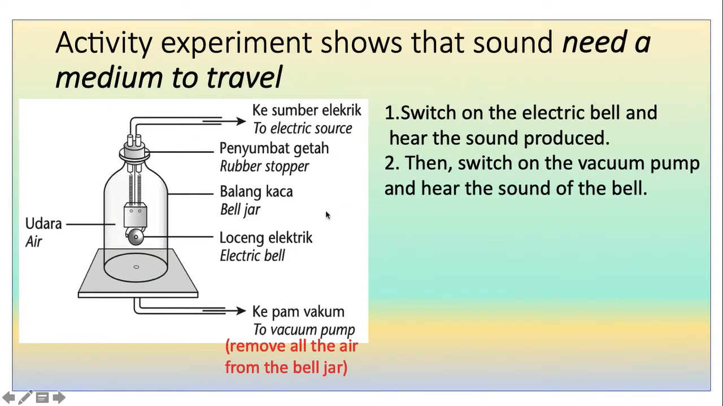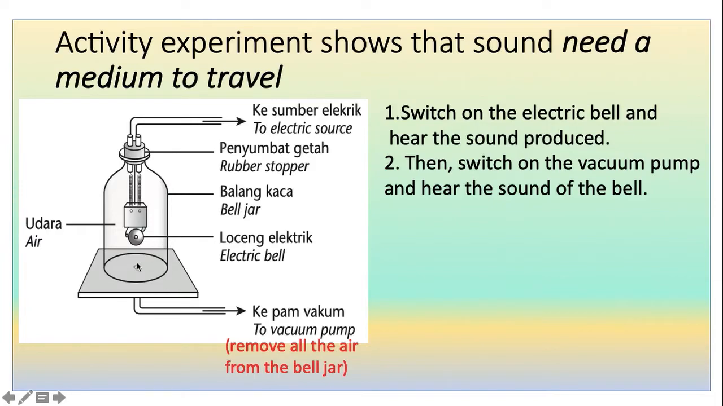This activity experiment shows that sound needs a medium to travel. As a source of sound, we place an electric bell in a bell jar. This bell jar is connected to the vacuum pump. This vacuum pump's function is to remove all the air from the bell jar.